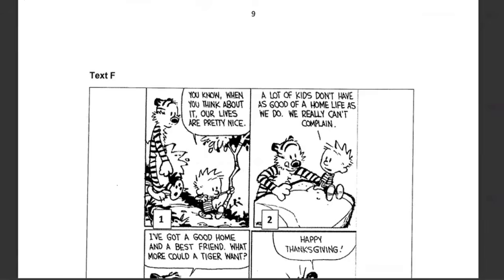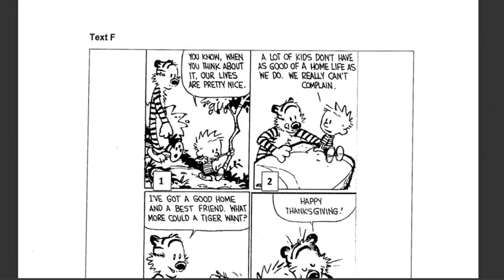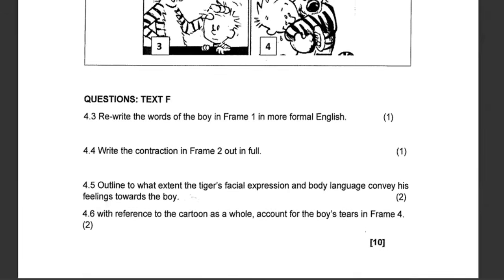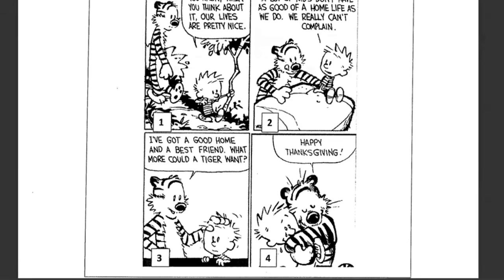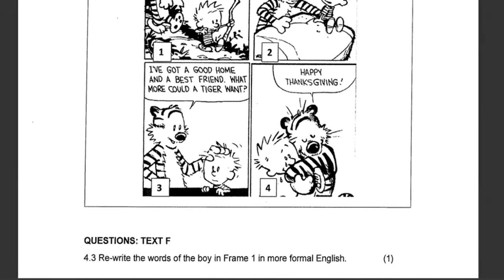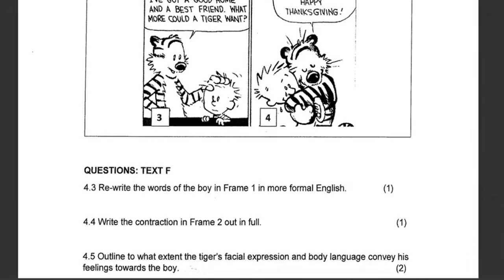Text F, he had 2 cartoons this year. You know, when you think about it, our lives are pretty nice. A lot of kids don't have as good of a home life as we do. We really can't complain, it says. I've got a good home, it says. And a best friend. What more could a tiger want? Happy Thanksgiving. All right. Rewrite the words of the boy in frame 1 in more formal English.